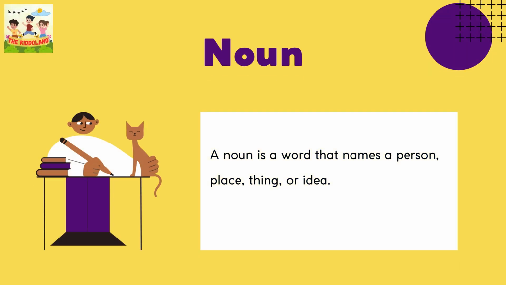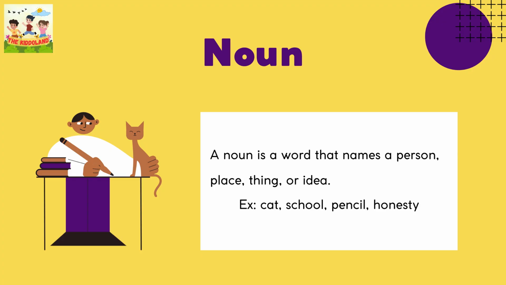A noun is a word that names a person, place, thing, or idea. It often acts as the subject or object in a sentence, the one doing or receiving the action. Here are some example nouns: cat, school, pencil, honesty.